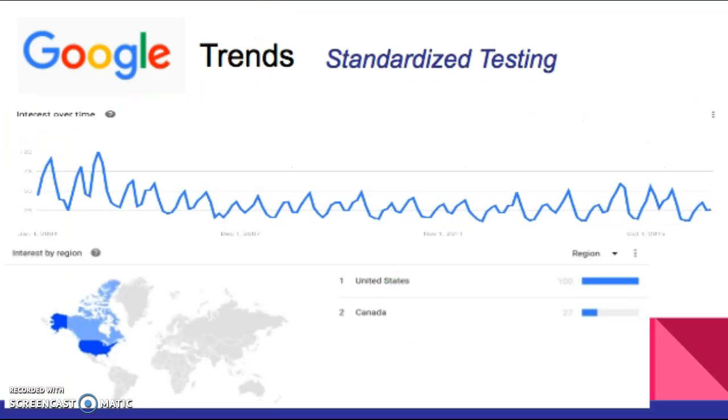Let's also take a look at Google Trends. This is a great tool to use at the start of your research. It will give you an idea of where in the world your topic is most searched. So here, for example, I looked for standardized testing, and I could see from the map where people in the world were searching for that topic.